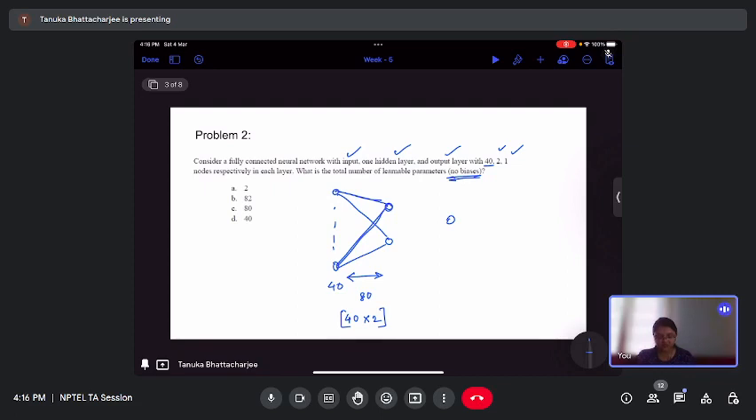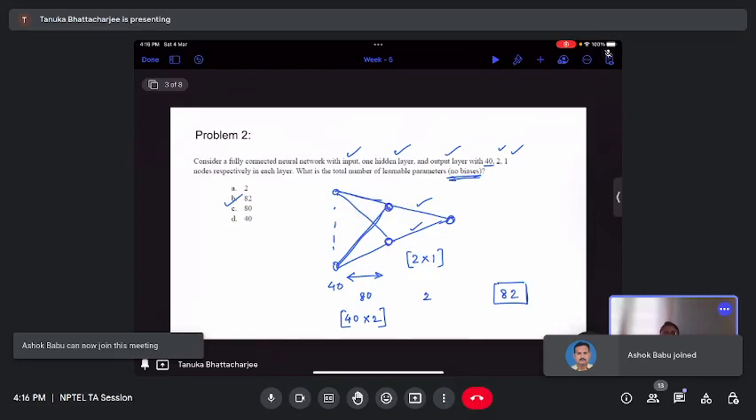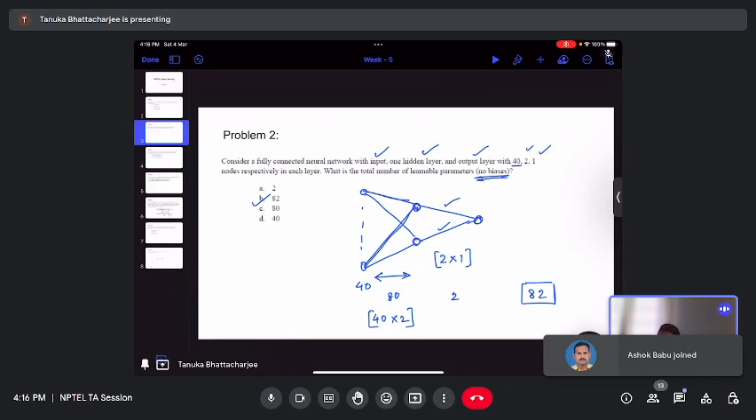And in the second layer you have just 2 hidden layer neurons which are going to a single output layer neuron. So, your weight matrix here is 2 cross 1. So, you have just 2 weight parameters. This is just a single neuron which is combining these 2 neurons from the hidden layer. So, just these 2 weights. So, you have 2 learnable weight parameters here. So, if you consider the entire network, you have total 82 learnable parameters. So, option B is the correct answer. I hope this is clear to everyone.